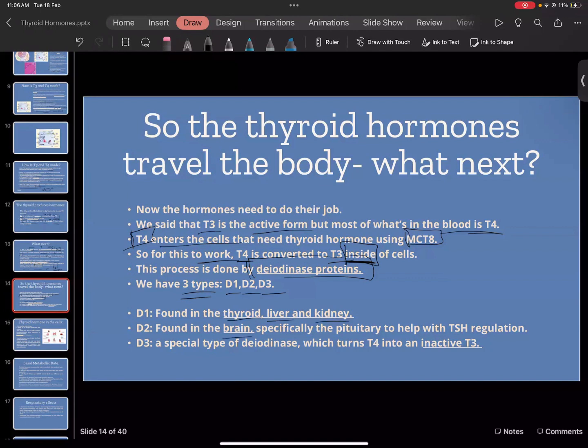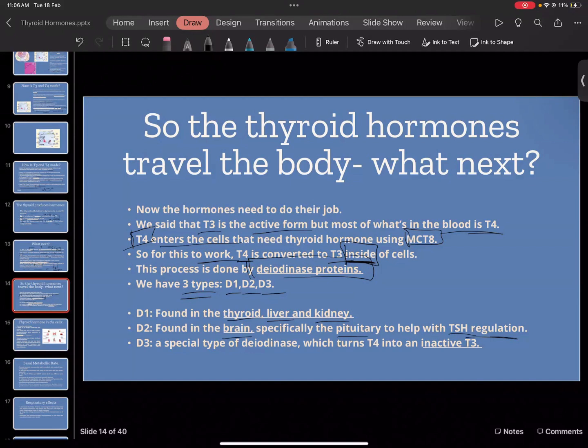D2 is found in the brain, specifically the pituitary, to help with TSH regulation. Like we said, T3 goes back to the pituitary. This is just like with T4: it goes to the pituitary and gets converted to T3, and then it tells the brain to stop making proteins, to stop making hormones.